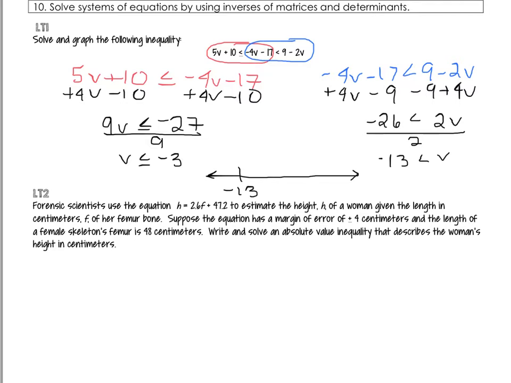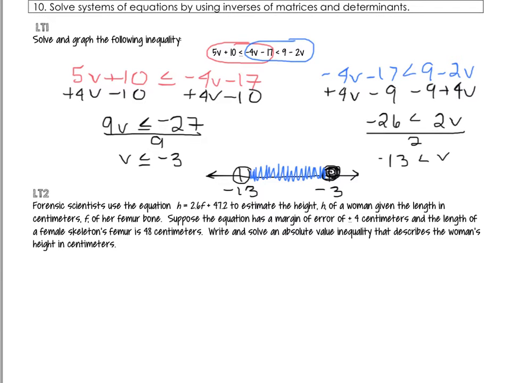Put negative 13 here, we'll put negative 3 right here. Negative 3 is going to get a closed circle because it's or equal to, so I can equal negative 3. Negative 13 gets an open circle. I am less than negative 3, so I'm shading less than, but I'm greater than negative 13, so I cannot go beyond it. So there we have our very first learning target.